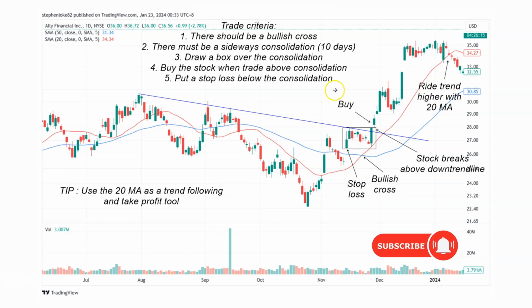And here's the tip. Use the 20 MA as a trend following tool and take profit. So when the stock drops below the 20 MA, you can take profits. Okay, you can maybe sell half of your position or two-thirds and see what happens. It's a very simple trend following tool, but it works very, very well.